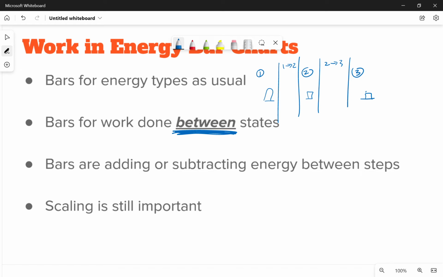Now, I'll have to be careful here that bars are adding or subtracting energy between the states. The adding or subtracting is important because when I represent those bars, simply put, an upwards bar is going to be adding energy, and a downwards bar is going to be subtracting energy. So you could think of above 0 and below 0, positive and negative. And we also remember that scaling is still really important here. We want to be roughly doing our bar charts to scale.